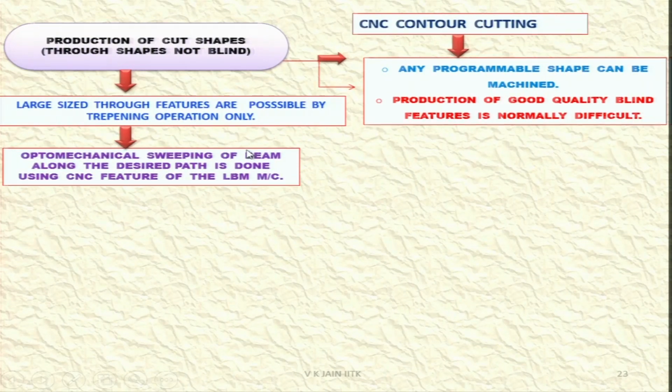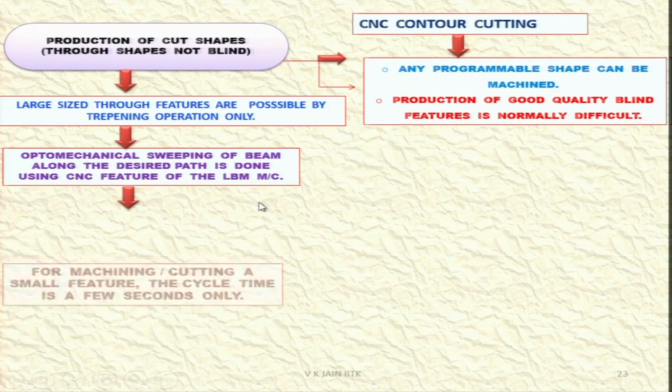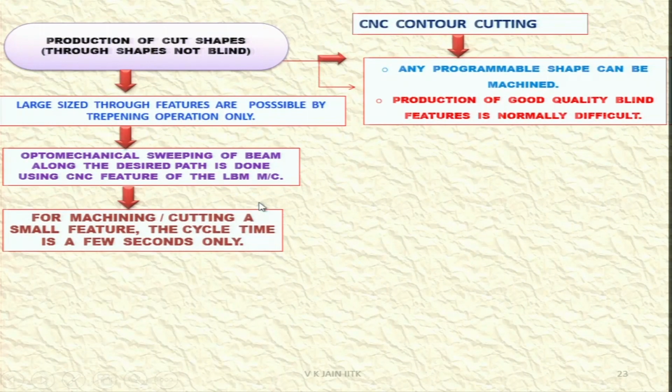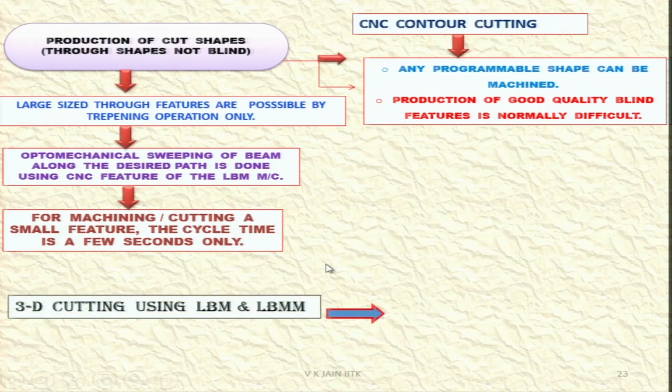Optomechanical sweeping of the beam along the desired path is done using the CNC feature of the laser beam machine. For machining or cutting a small feature, the cycle time is a few seconds only, so you have to really design it well in advance after knowing the material removal rate with these machining parameters.